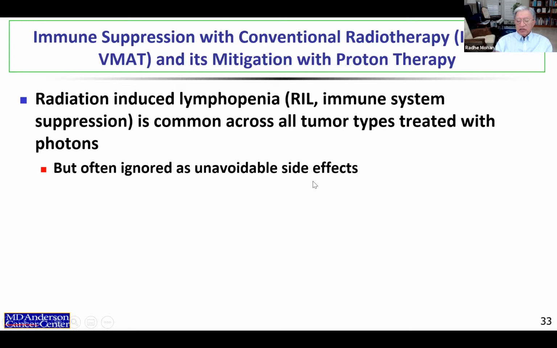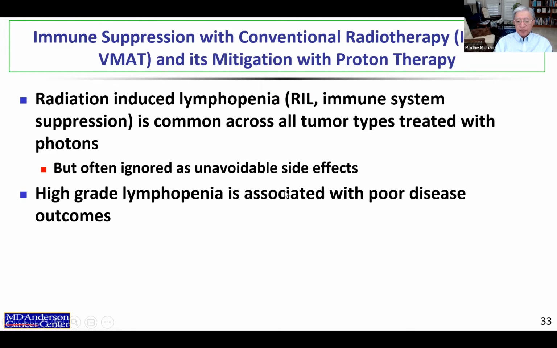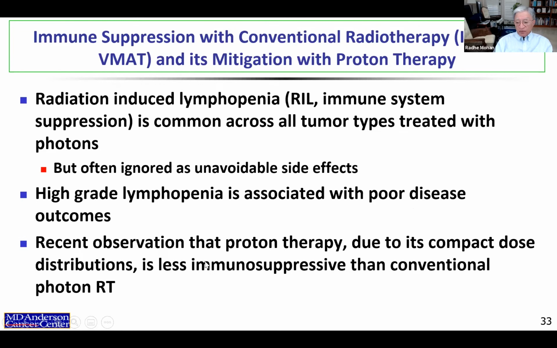In other words, the immune system is still changed, although the total number of immune cells comes back to about the same level, but the immune system's quality is still not the same as before radiotherapy. And also, high-grade immune suppression, high-grade lymphopenia, is associated with poor disease outcomes. And what we found recently was that proton therapy, because of the compact dose distribution, exposes fewer immune cells to radiation, and is less immunosuppressive than conventional photon therapy.